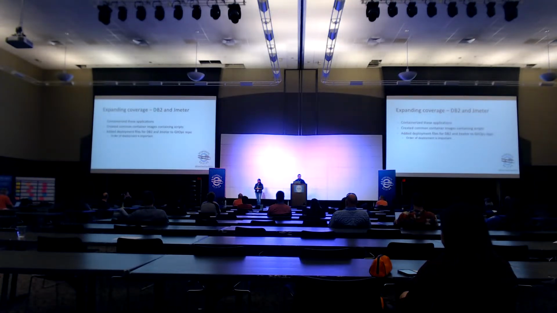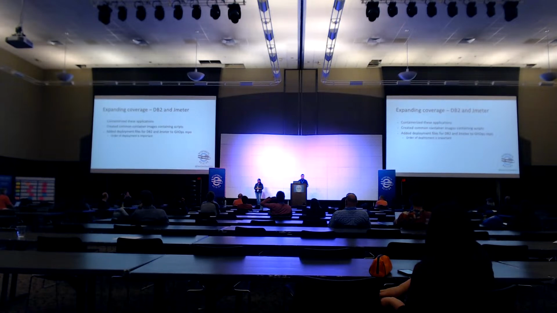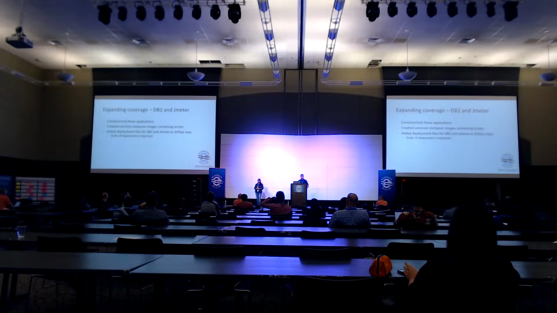So we decided to add DB2, which is a database dependency that our apps need, and JMeter, which we use to run stress. This wasn't a simple task in and of itself because pre-GitOps, we had these running on VMs. So we had to first containerize these, which is quite an important thing to do, and GitOps pushed us to do that. We created common container images containing scripts. We had a DB2 container with scripts for restoring the database for all our apps, as well as JMeter, which had scripts to run stress against all of our apps.